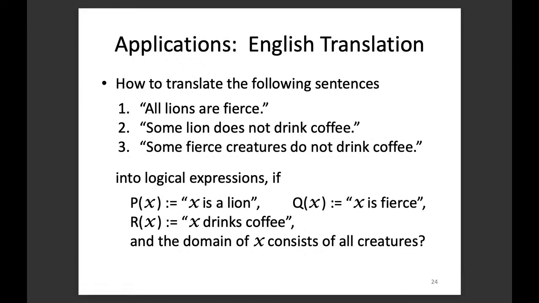Something like this. So for instance, this one says some fierce creatures do not drink coffee. And then we have Q(x) to represent x is a fierce creature, and R(x) to represent x drinks coffee, and so how can we do the translation? So we will now have Q(x) and R(x) related.